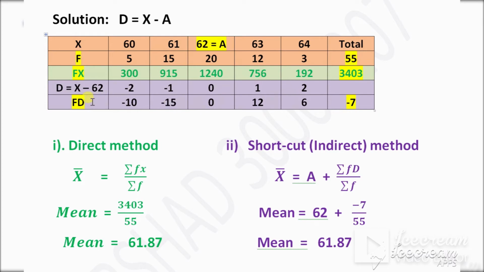Now these are the products of fd. According to the formula we need the summation of the fd products. So summation fd is negative 7. Write negative 7 for summation fd, and summation f, the frequency total, is 55, and a is 62. Now first divide these two numbers, then add to 62, and we will get 61.87. So both have the same answer. The direct method and the indirect method will always give us the same answer.